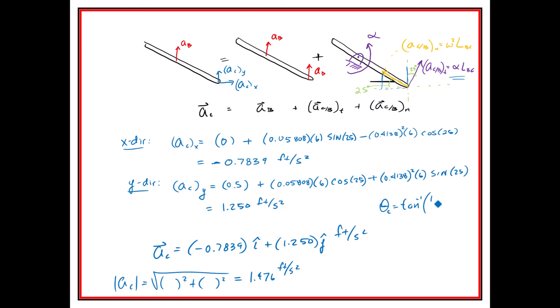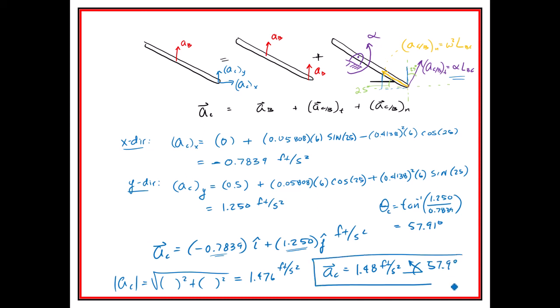So that's going to be the 1.250 over 0.7839. And we get an angle of 57.91 degrees. Got to be careful where we're pushing that. We know that we have a positive y and a negative x, so it's going to be a quadrant that's to the upwards and to the left. So the answer is going to be 1.48 feet per second squared, this quadrant of 57.9 degrees. And that is the answer.